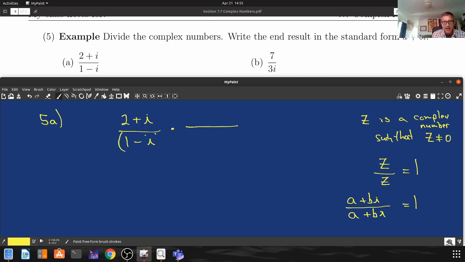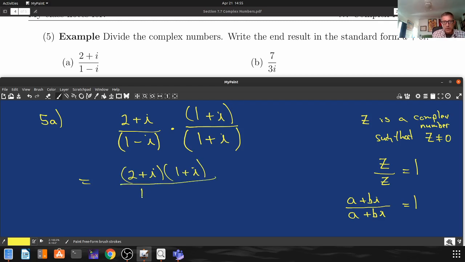So again, here I have my sum. The choice I'm going to make depends upon my denominator here. I'm going to write the conjugate of 1 minus i. So all I have to do is change the sign. So the numerator is 2 plus i times 1 plus i, over 1 minus i times 1 plus i.